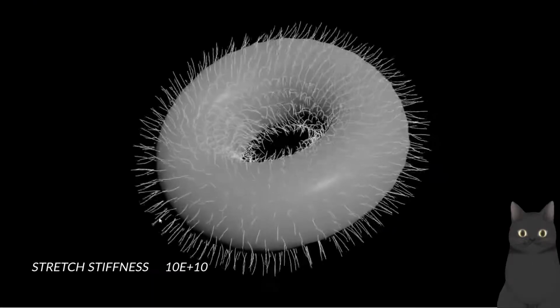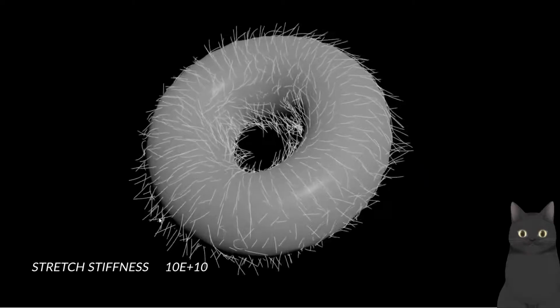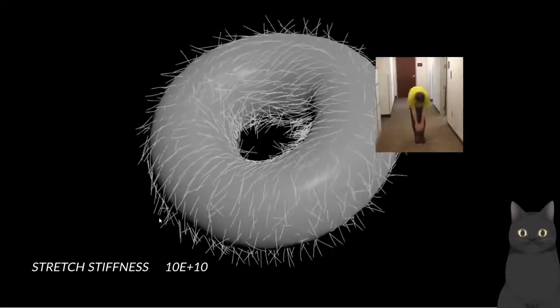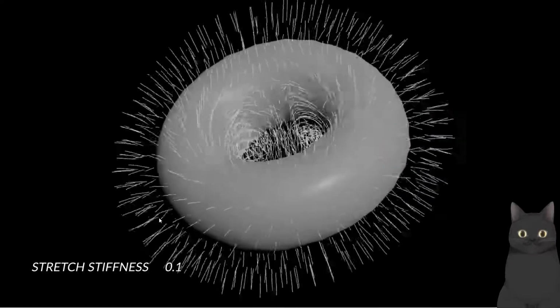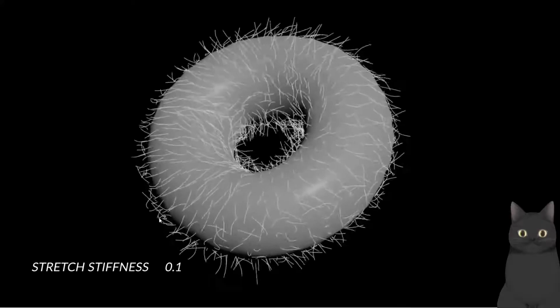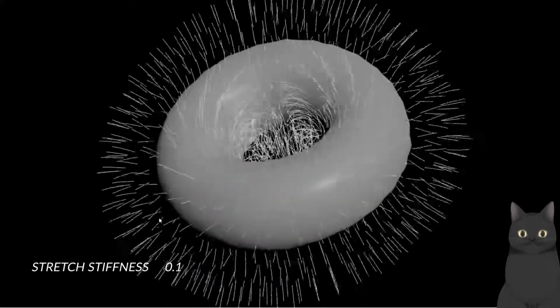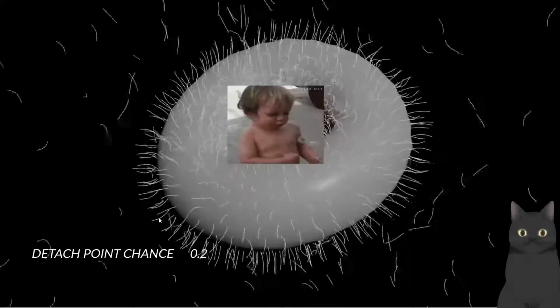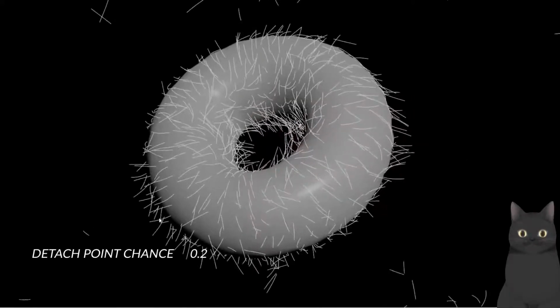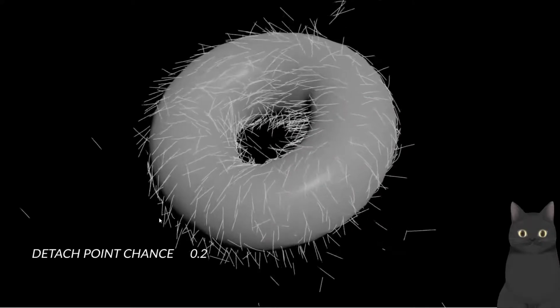Let's take a look at some of the Vellum Glue constraint settings. The stretch stiffness is how much each of these constraints can grow. If we lower this value to 0.1, the constraint is allowed to grow a lot, but then it tries to maintain its original distance, so it shrinks back down. There's also the detach point chance. This is useful if you want some random hairs to fly away and not to be glued down.